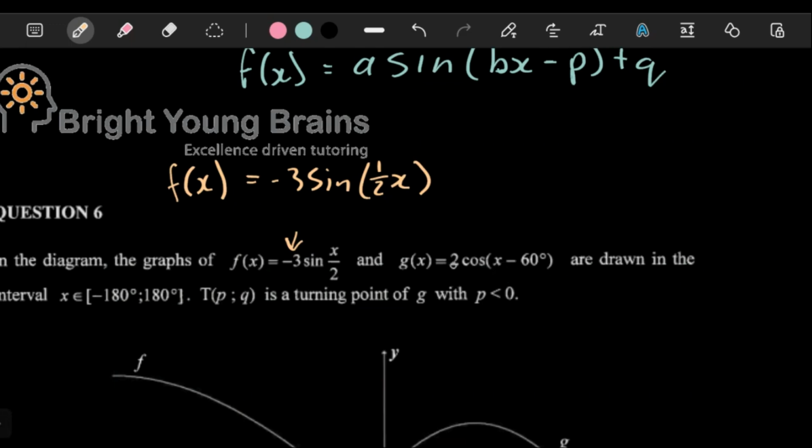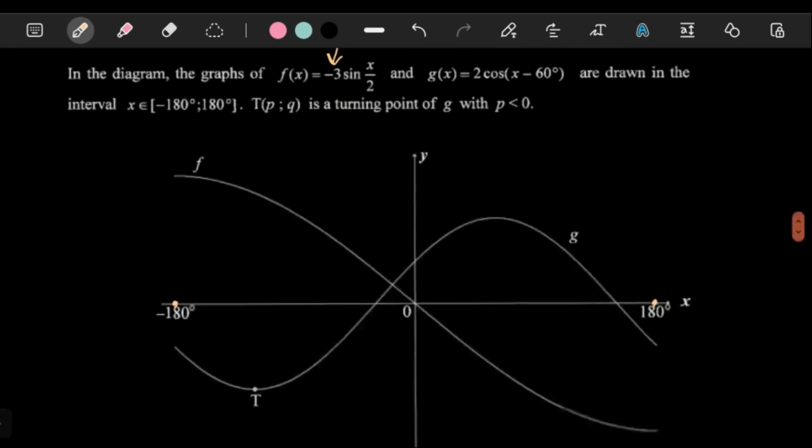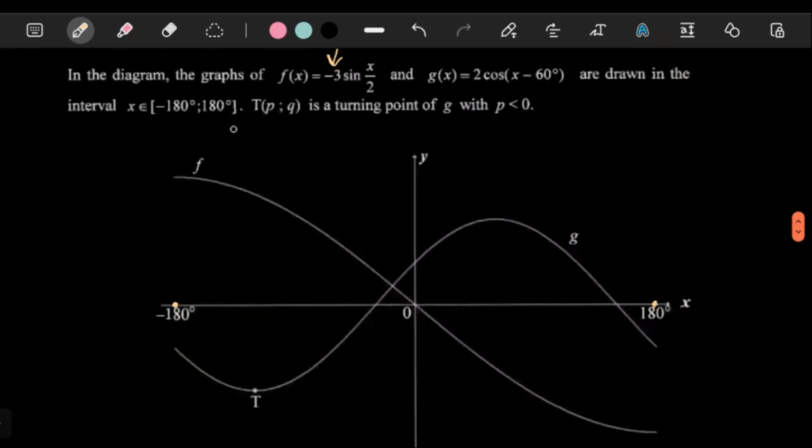In this graph, we can see the amplitude is 2, and this graph was shifted 60 units to the right. So this is all drawn from negative 180 to positive 180. This is a span of 360 degrees, technically speaking. So we should just keep that in mind. And then it says here t is this coordinate. So t is somewhere down here. We are not given any p or q value. And then they said it is the turning point of g. And then they said p is smaller than 0.